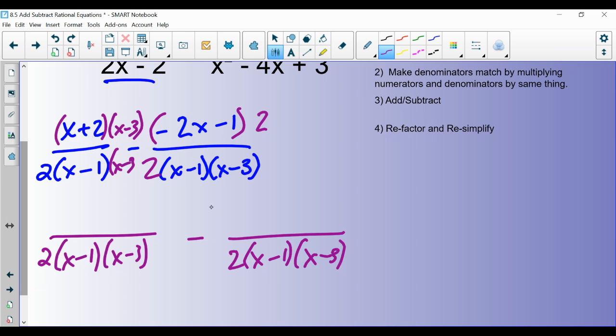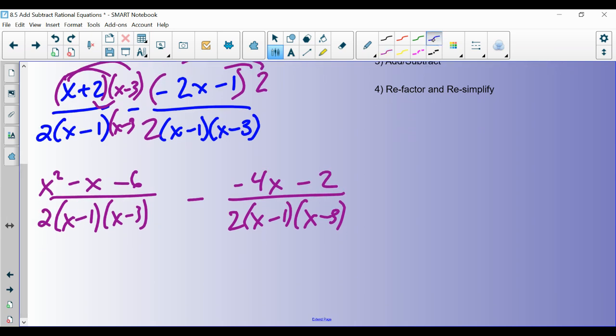So in order to add or subtract my numerators, they are not going to be able to be in parentheses like this. So I'm going to have to FOIL, distribute, all that fun stuff. Distributing the 2 in gives me negative 4x minus 2. And FOILing this statement would give me x squared, minus 3x and a plus 2x give me minus x minus 6.